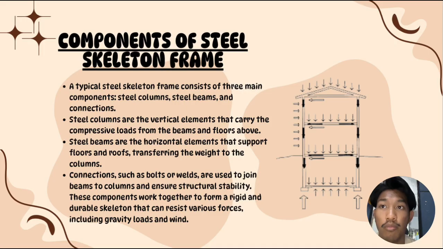So, the components of a steel skeleton frame. A typical steel skeleton frame consists of 3 main components, which are steel columns, steel beams, and connections. Steel columns are the vertical elements that carry the compressive load from the beams and floors above. And steel beams are the horizontal elements that support floors and roof, transferring the weight to the columns. Connections such as bolts and welds are used to join beams to columns and ensure structural stability. These components work together to form a rigid and durable skeleton that can resist various forces, including gravity, loads, and wind.